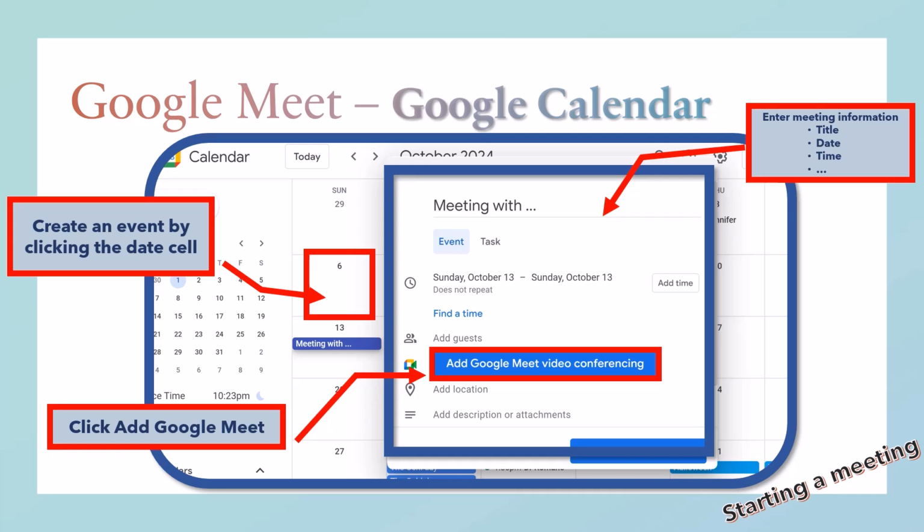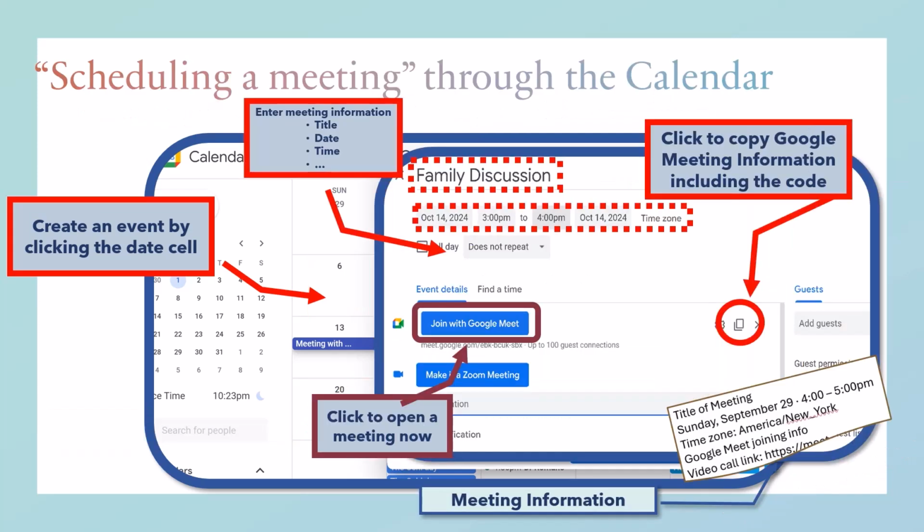Up will appear the typical calendar information that will ask us to enter title, date, time, all of the pertinent information, and we will also see Add Google Meet Video Conferencing. Once we click that, that essentially will now create a Google Meet meeting that will associate with our calendar event. As we previously discussed, we enter the information typical of a meeting or an appointment in our calendar. The title of the event, the date and time of the event.